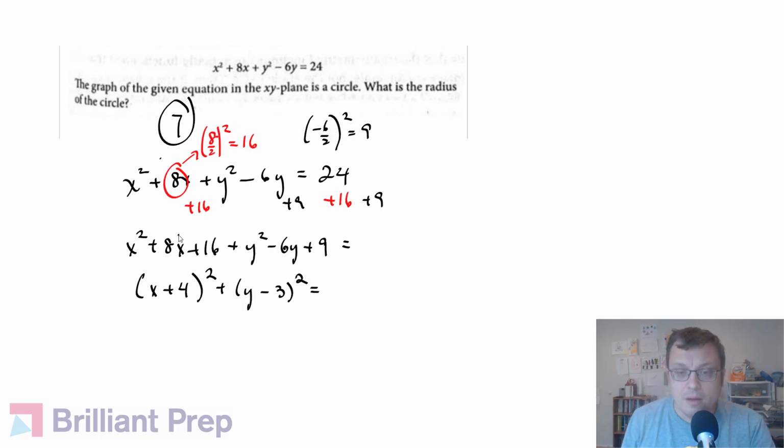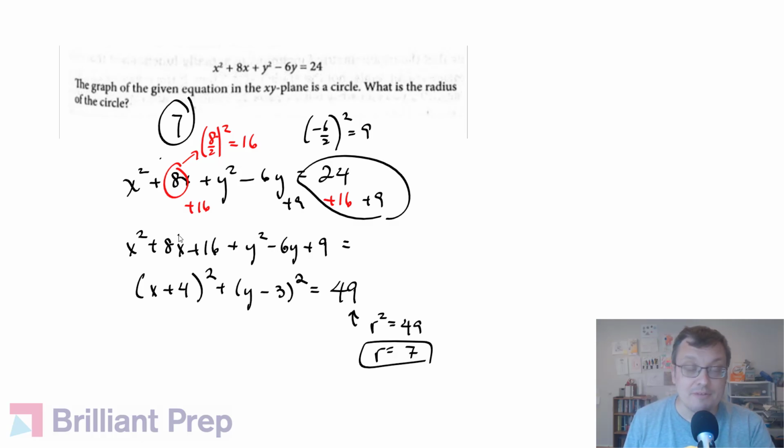So, okay, cool. Well, what about the radius? Well, what do we have over here? 24 plus 16 is 40. 40 plus 9 is 49. Remember, this is r squared. So that means our radius is, as we expected, 7. And that's our answer.